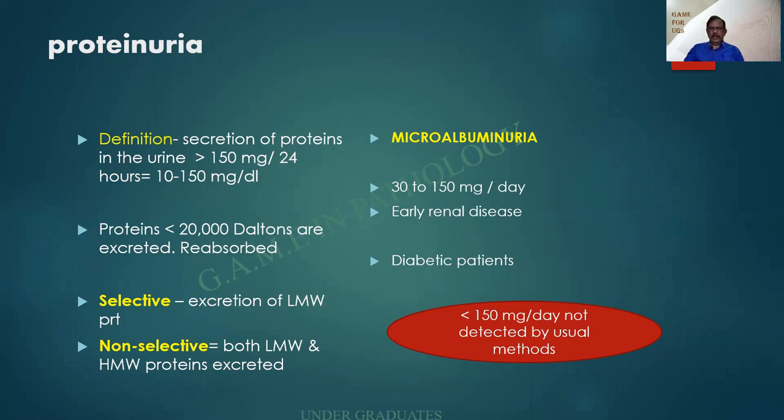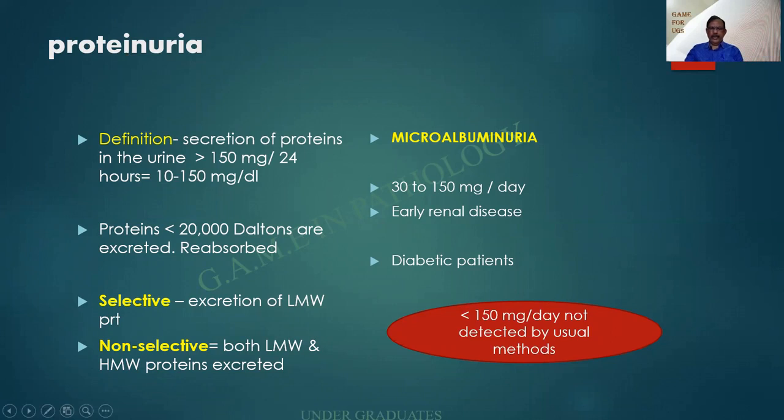Secondly, the proteins with a low molecular weight alone are able to permeate the glomerulus and come. The rest are being reabsorbed. This is called selective proteinuria. Low molecular weight proteins alone are being removed. Non-specific, on the contrary, is when both low molecular weight and high molecular weight proteins are being excreted. So this is important. That means the glomerular function is failing.